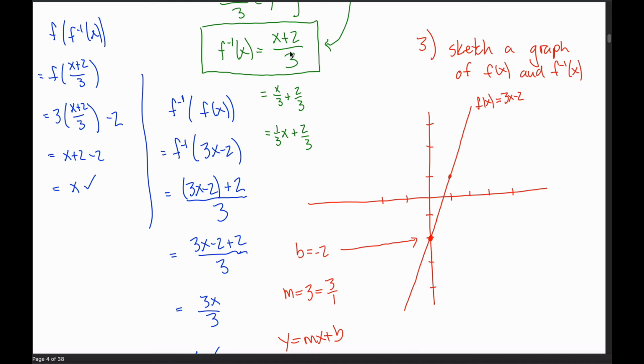At any rate, the advantage to rewriting this inverse function in this form is now it's y equals mx plus b. I could find the y-intercept, and I could find the slope, and I could use that to create the graph that I'm looking for. But that doesn't seem like a whole lot of fun, right?